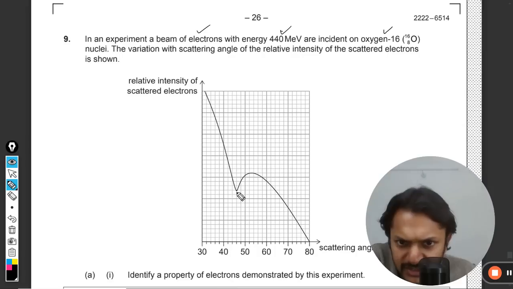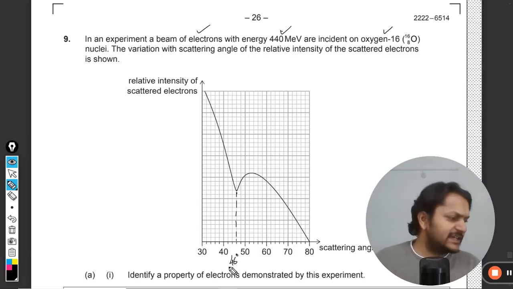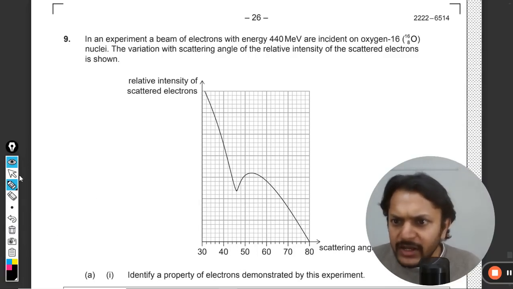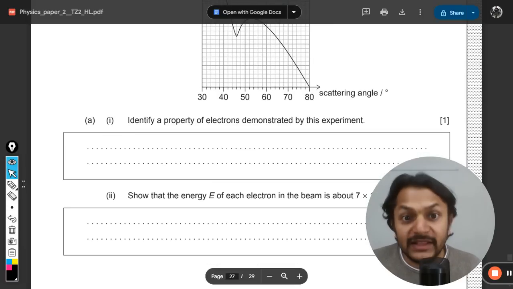Clearly, it is having a dip here, and this dip is occurring at 46 degrees. Okay, now after this, identify the property of the electrons demonstrated by this experiment.